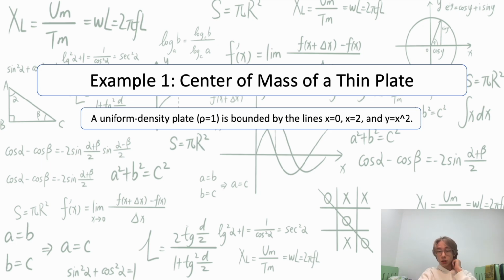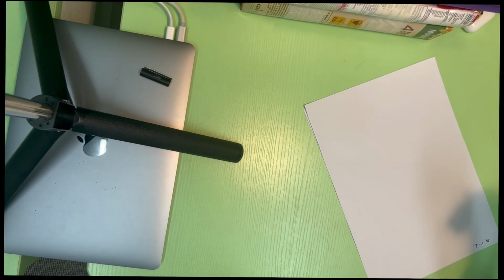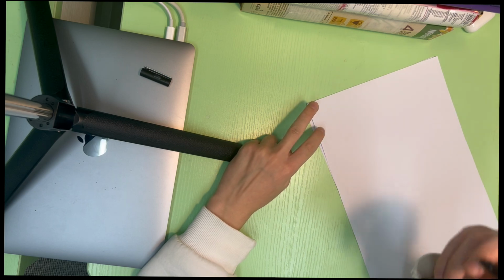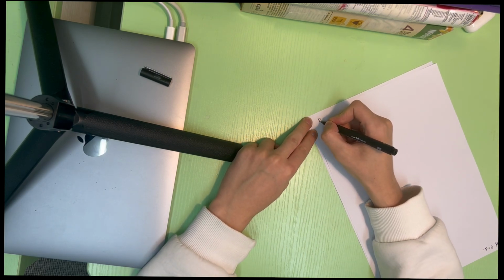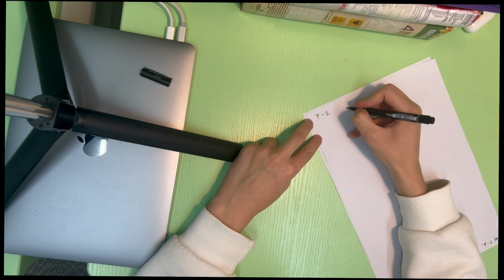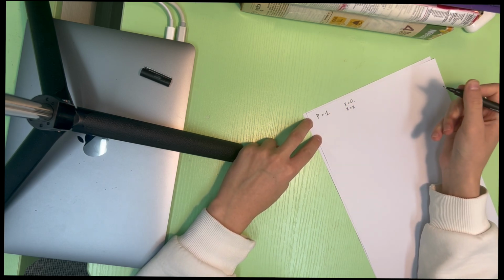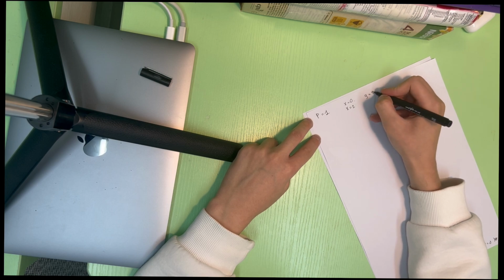Example number 1, the center of mass of a thin plate. A uniform density plate, ρ equals 1, is bounded by the lines x equals 0 and x equals 2, and y equals x squared. Let's write this question on paper. We have a uniform density plate, so ρ equals 1. It's bounded by the lines x equals 0 and x equals 2, and y equals x squared.